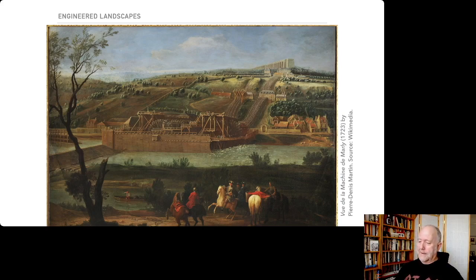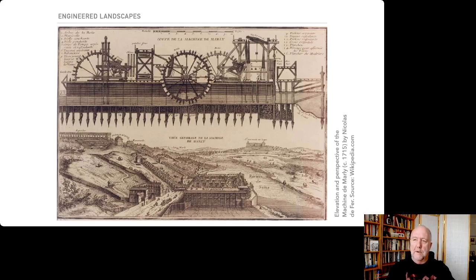Now, it spent a lot of its time, this is an elevation of, you can see the piles that were driven into the ground and so forth. It spent a lot of its time actually giving water to the Chateau de Marly, which was another one of the king's chateaus. So water is a very important source from the environment, something that we spend a lot of time dealing with.